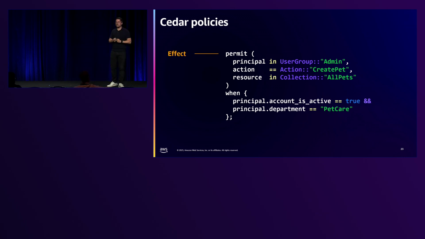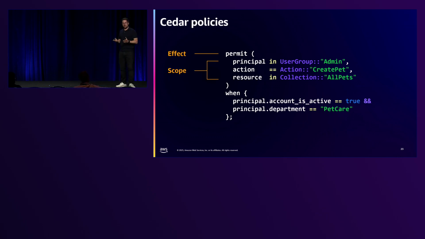So first, we have an effect. You can either write permit or forbid statements. And if you don't have any policy in your authorization engine, you would get an implicit deny because this is the default. When you have a permit statement, you would then get a permit back from your authorization engine and could do something. Forbid statements, just like with IAM, overrule the permit statements.